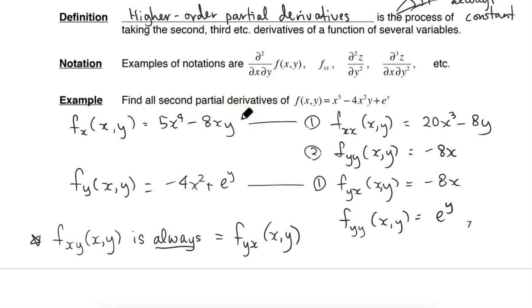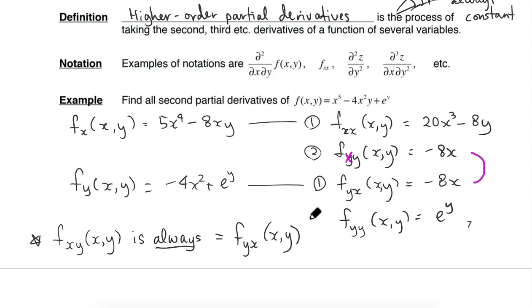And if I want to find fxy, I'm going to take the derivative of this in terms of y, which is negative 8x. fyy requires me to take this first partial derivative and differentiate it again in terms of y, and I get e to the y right here. fyx requires me to take this and take the derivative in terms of x, so the answer is negative 8x. And we notice that fxy equals fyx. We won't prove that, but it is always true.